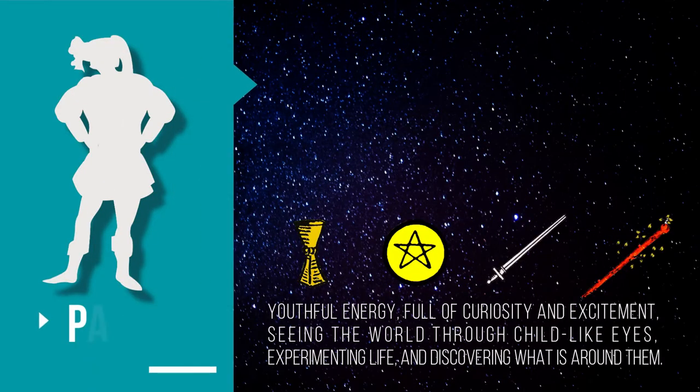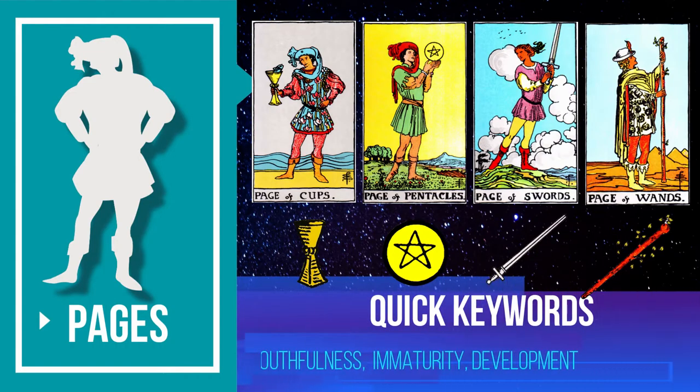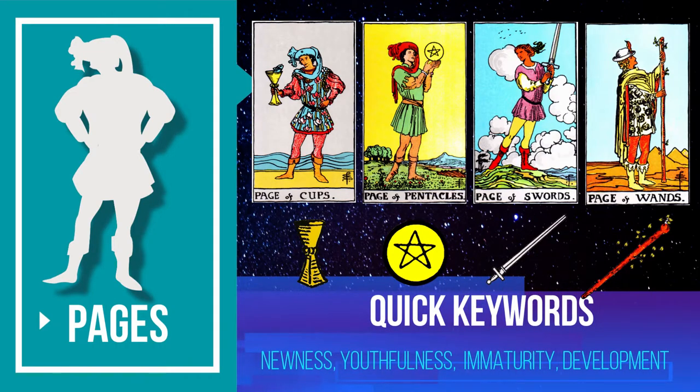The pages. Tarot pages represent youth, energy, curiosity, and potential. This character is seeing the world through childlike eyes, experimenting with life, and having a passion for discovery. Tarot pages are filled with hope and excitement and usually appear to represent the beginning of a journey. The keywords I use to remember pages are newness, youthfulness, and immaturity. But when I say immaturity, I don't mean it in a negative sense, but something that is still in formation.